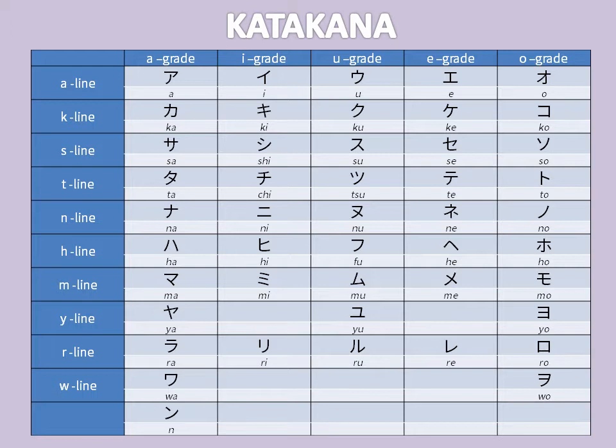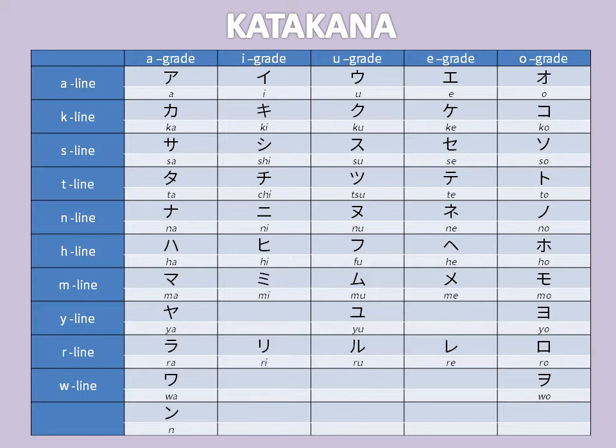Then the Na line A grade, Na. Na line I grade, Ni. Then Nu, Ne, No. Then the Ha line, Ha, Hi, Fu, He, Ho. So just like in hiragana we had seen, the Ha line U grade is Fu, which is an exception. Then the Ma line, Ma, Mi, Mu, Me, Mo.